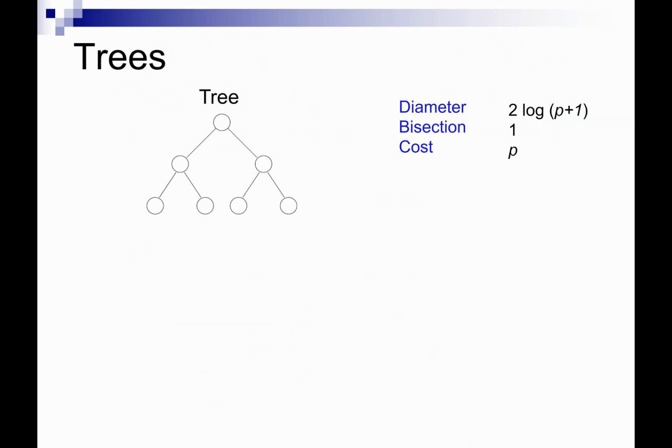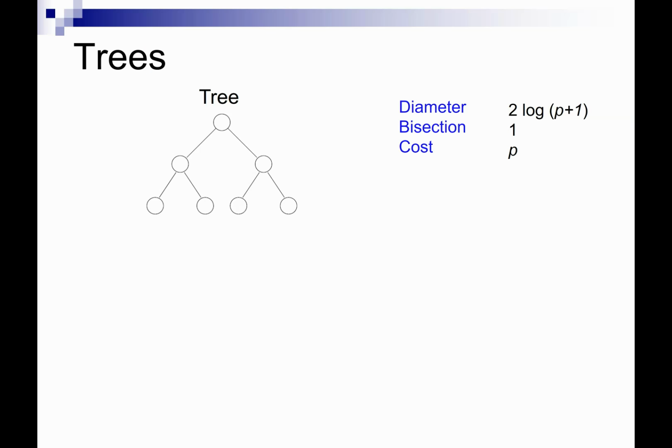More topologies. Next we have the tree topology. Here we have a binary tree topology where each node is connected to two children nodes, and then you have these leaf nodes which are not connected to any children. Now the great thing about the tree topology is that the diameter is very low.